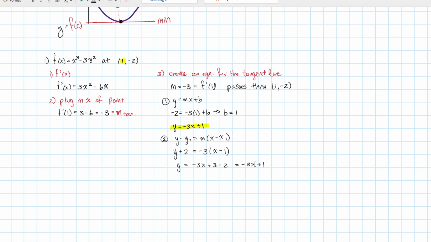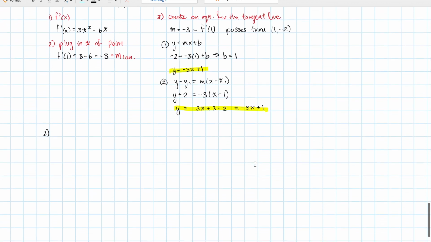Okay? Let's try another example. This time, once I write it down, I'd suggest for you to try it on your own and see how you do. This one involves a little bit of implicit differentiation, at x is equal to 0. Recall, again, we're looking for the equation of the tangent line at this particular point. So it's at x is equal to 0.